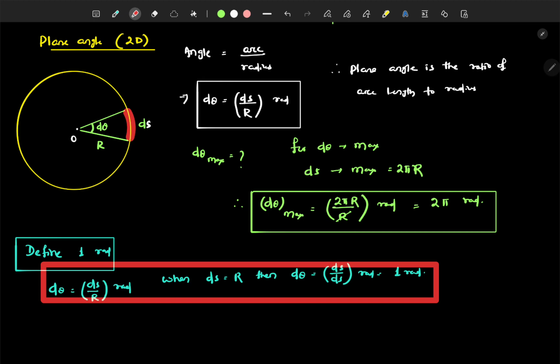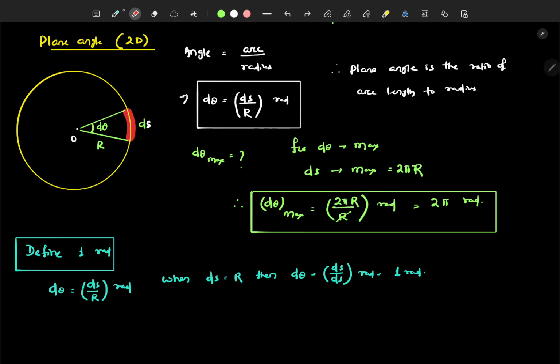So simply you came to know how to define the meaning of 1 radian. Whatever I have written in the box mathematically, you have to write in language. That will be the definition of 1 radian. Okay, so what you have to write? We can write, when the length of the arc is equal to the radius of the circle, then the angle subtended by the arc with respect to the center of the circle is called 1 radian.